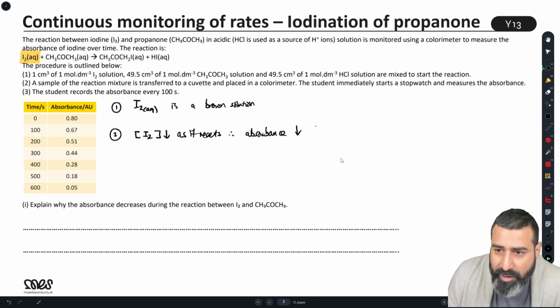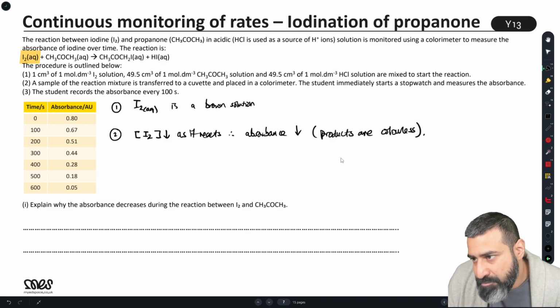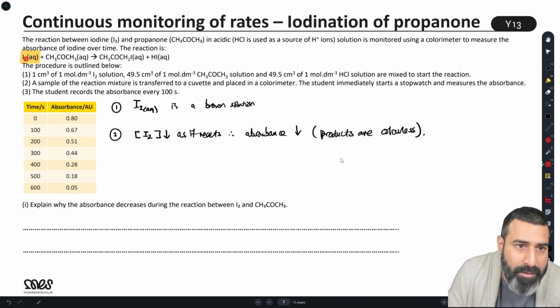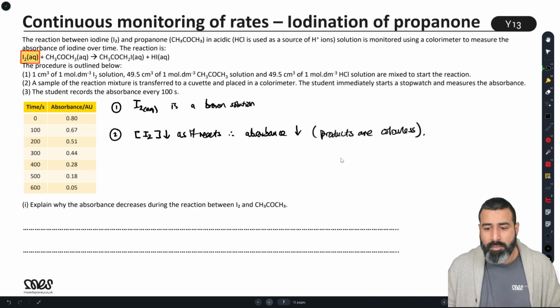We can also say, for no extra marks, that the products are colorless. So the reaction is monitored by the colored reactant, the reactant which has a color, and that is I2. So there are your 2 marks.